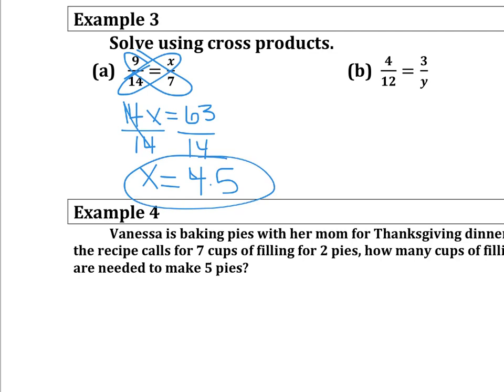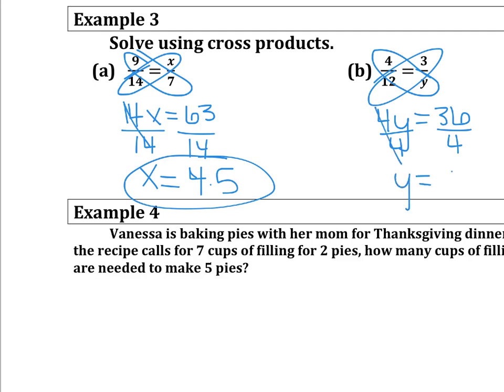Now we can use cross products again in letter B. If I multiply diagonally, 4 times y would give us 4y. 3 times 12 would give us 36. Then from there I can undo the multiplication by dividing both sides by 4. And I will quickly see that y is equivalent to 9. So it really doesn't matter which method you choose. If you can see quickly that multiplication works, then go for it. If it's not as obvious to you, then maybe use cross products, and just know that you'll set the two cross products equivalent to each other and then solve for the variable.